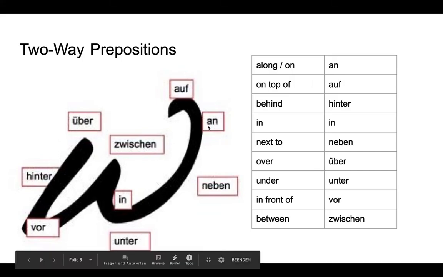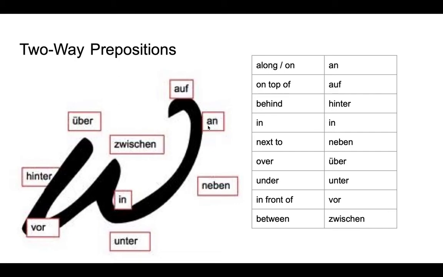Means on like a poster hangs on a wall. For on top of, we use auf. So this is on like a book on a desk. So an and auf. For behind, we're going to use hinter. For in, you're going to use in, surprising nobody. For next to, you'll use neben.